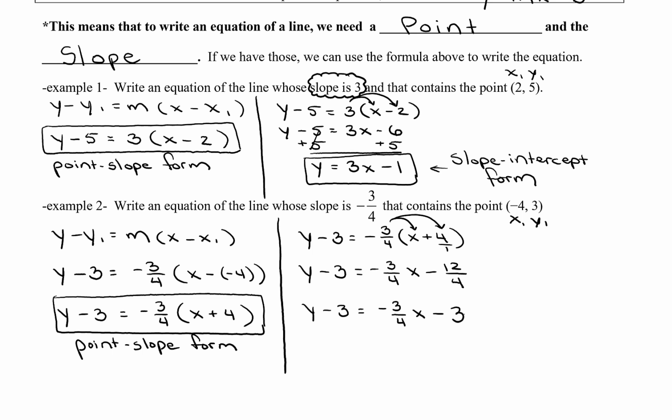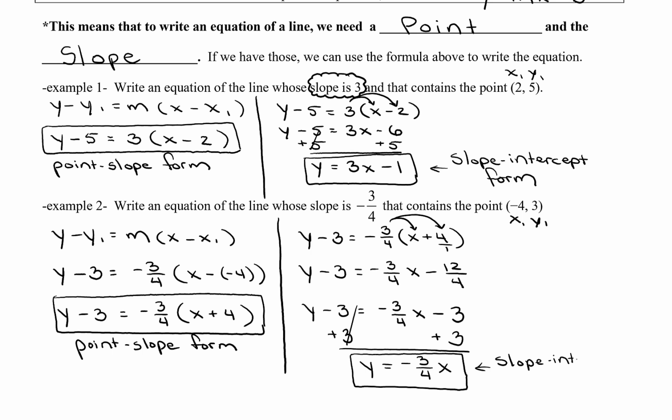Now I can add 3 to both sides of my equal sign, and this will leave me with, I canceled out my 3's on the left hand side, and I'm left with y equals negative 3/4 x plus 0, because once again negative 3 plus 3 zeroes out. So my answer is just going to be y equals negative 3/4 x, and I'm going to box that answer in. That is my answer in slope-intercept form, and that's why I'm writing down those words to the right hand side of this equation with an arrow pointing towards the equation.